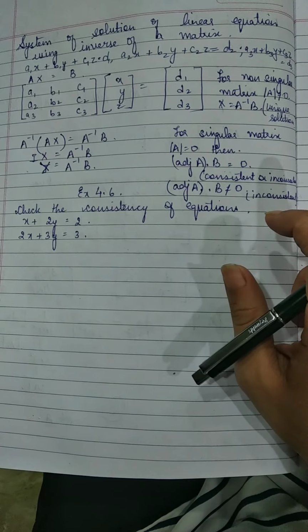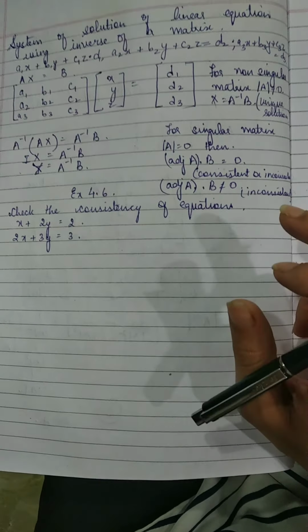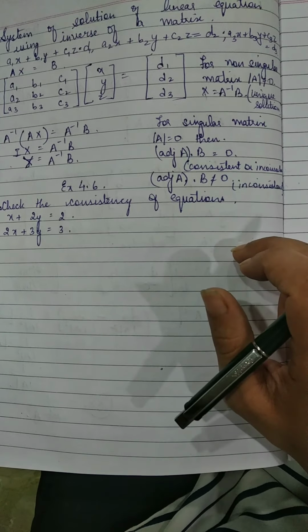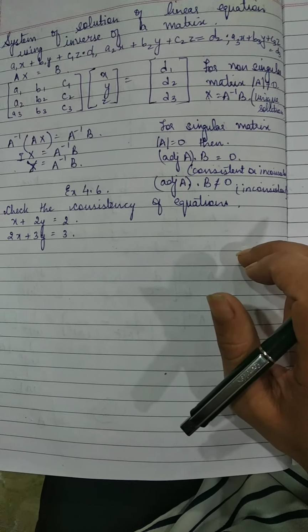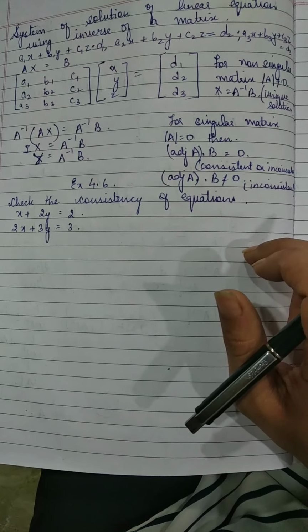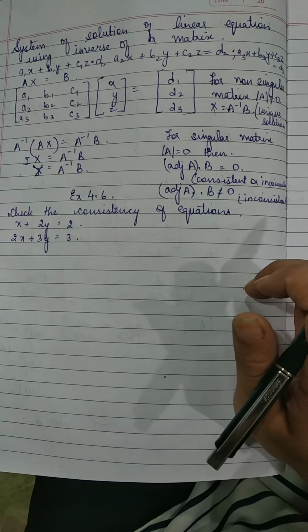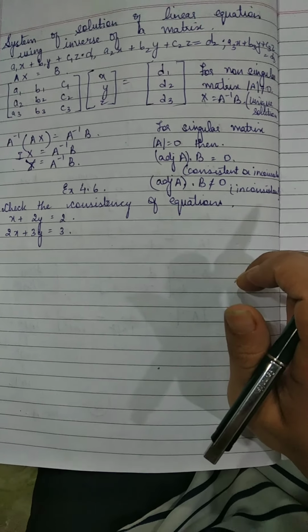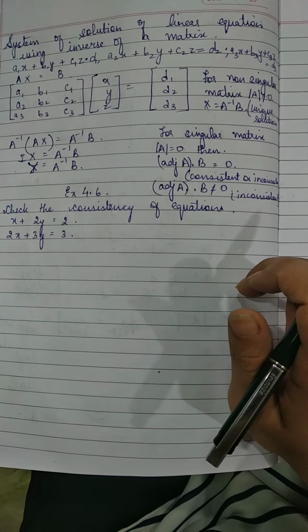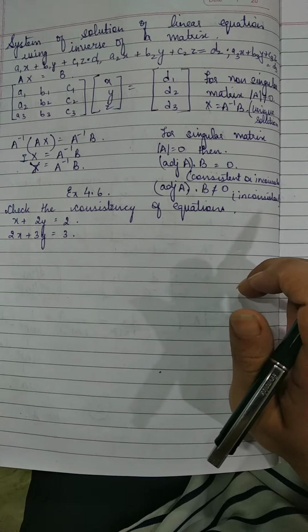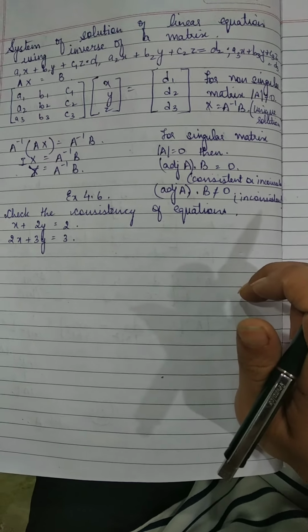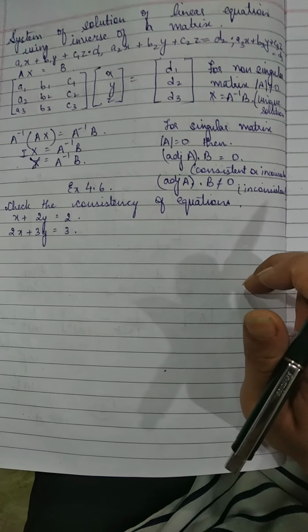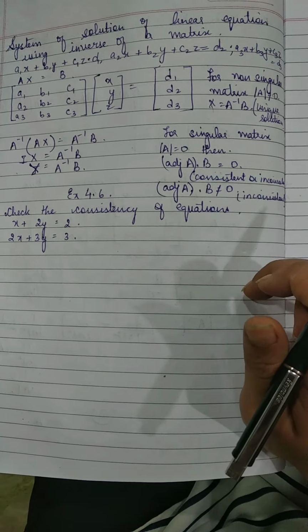But before we find the inverse, we need to find out whether the given matrix is a singular matrix or a non-singular matrix, meaning whether its inverse exists or not. Remember, if the determinant of A is equal to 0, then the inverse will not exist. But if the determinant of A is not equal to 0, we say that the inverse exists, or that the solution is consistent. The given equations will give us a unique solution.